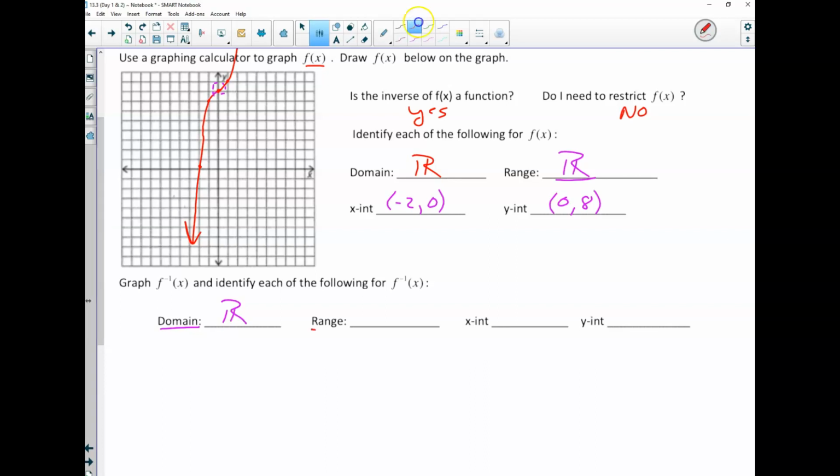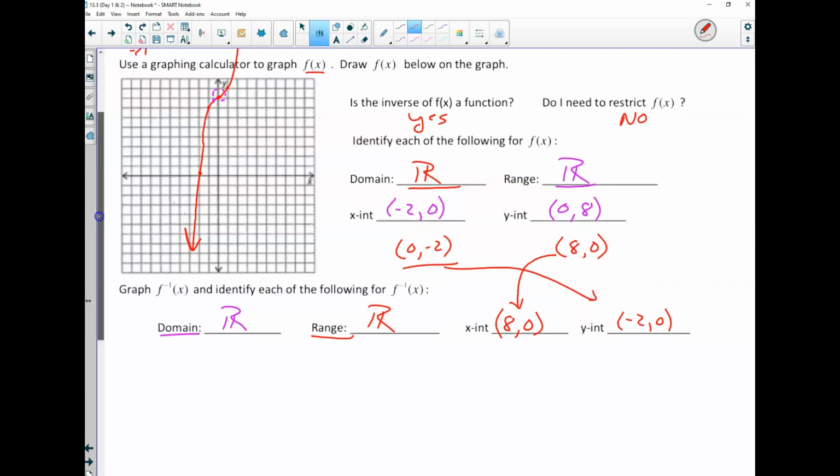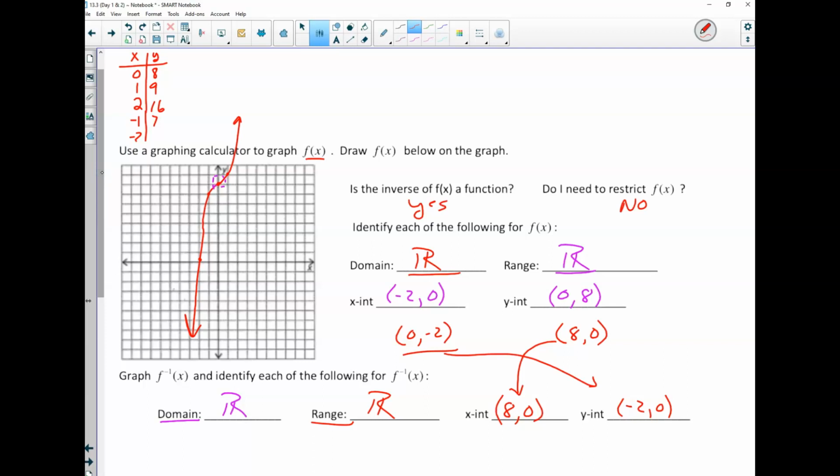I know this is going to come from this, because they swap all x's and y's, right? And I know if I reverse this pair, it's 0, negative 2. And if I reverse this pair, it's 8, 0, right? Which means this is my x-intercept, and this is going to be my y-intercept, negative 2, 0, and those would be my points.